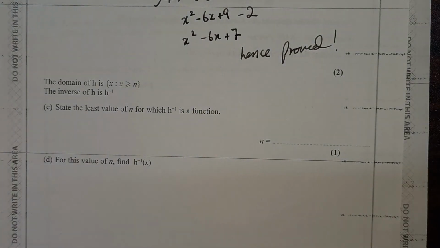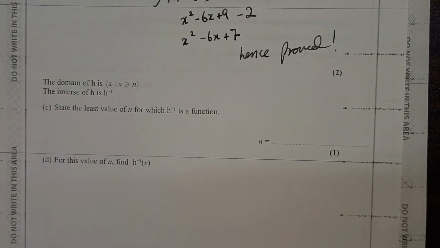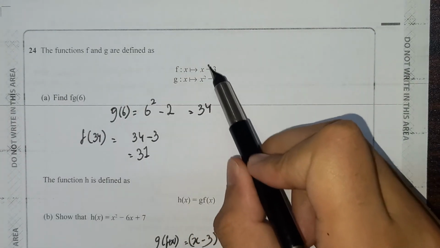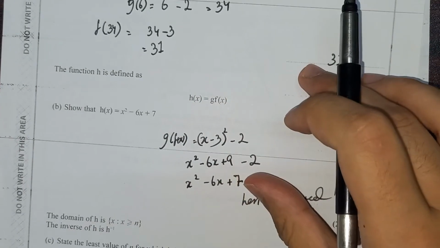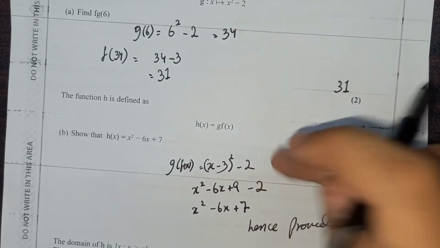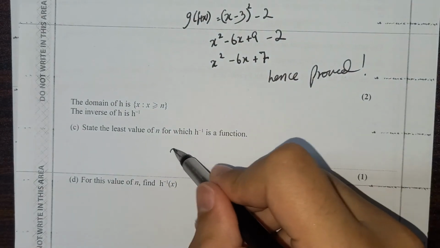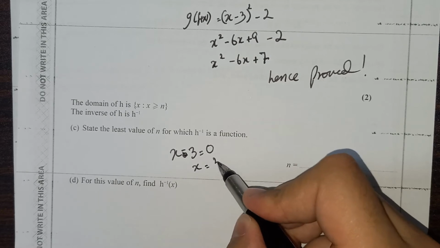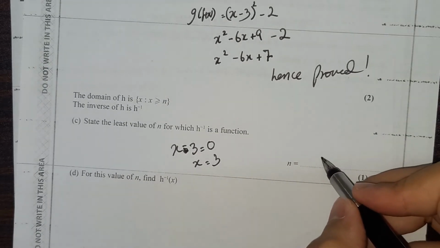The domain of h is x such that x is greater than or equal to n. The inverse of h is h power minus 1. State the least value of n for which h to the power minus 1 is a function. So over here we cannot take the square value, so we will be taking this x is equal to 3. We will equate x minus 3 equals to 0, so x we get is 3, and n will be equal to 3.